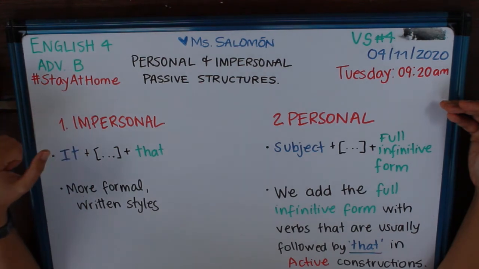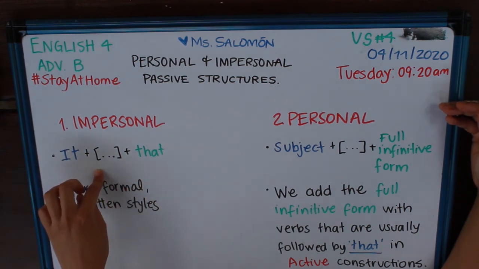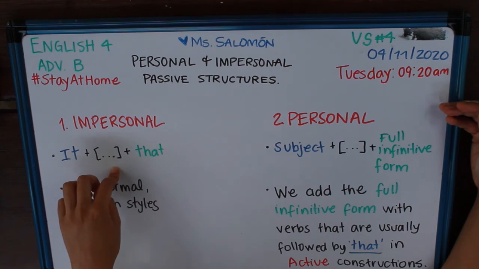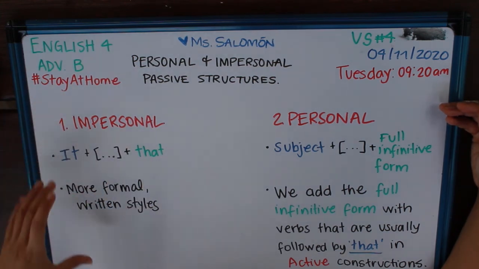The key points in this video were that the impersonal passive structure is characterized by the fact that we need to start with an impersonal subject it, followed by the present tense of the verb to be and the main verb in past participle, and a that clause. We use this pattern in more formal or written styles.